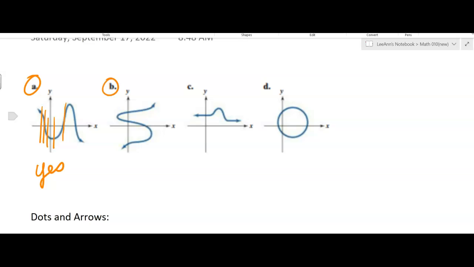What about this one? No, that overlaps right there. It doesn't have to be three places, you know, but as soon as it hits more than one place. What about this one? What do you think? Yes, that one's okay. You can draw a vertical line any place, it's only going to hit once. Okay. What about this one? No, because, you know, it's a circle.